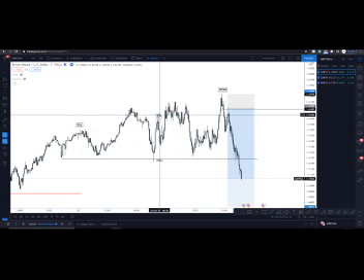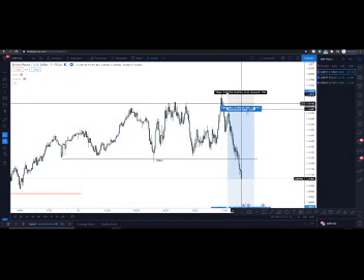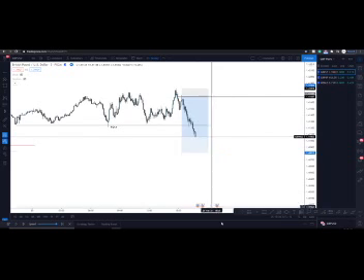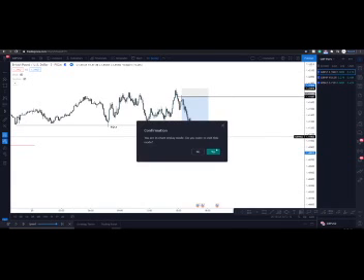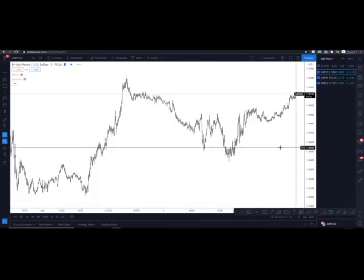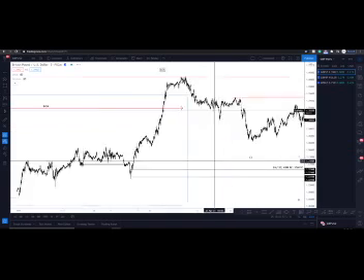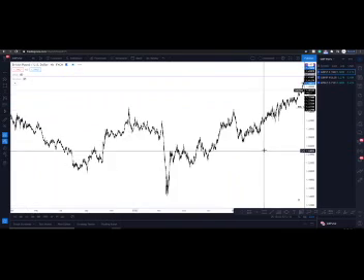So I'm just going to delete this entire thing right here, just make it a little bit cleaner, and boom, now you guys can just see what the market did. It just completely sold off right here.